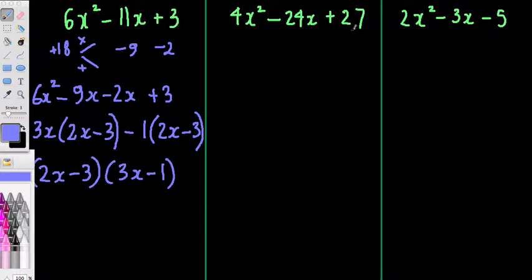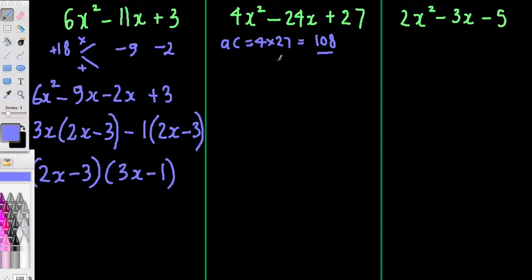4 times 27. That's what we need to do. AC equals 4 by 27, and that's 108. Okay, so now we need two numbers that multiply together to give 108, but they add to give me negative 24.